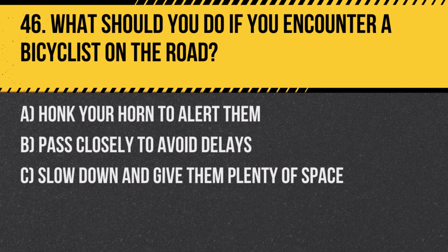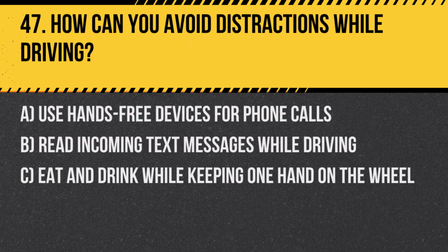A. Honk your horn to alert them. B. Pass closely to avoid delays. C. Slow down and give them plenty of space. Answer C. Slow down and give them plenty of space. When encountering a bicyclist on the road, you should slow down and give them plenty of space to ensure their safety and prevent accidents. Question 47.